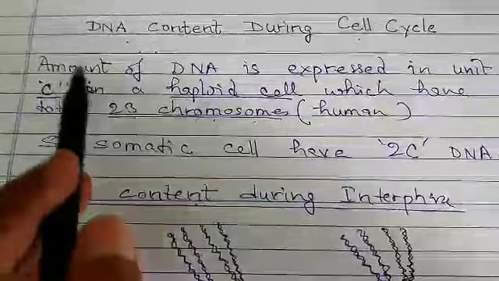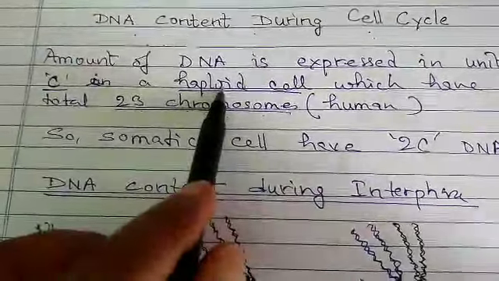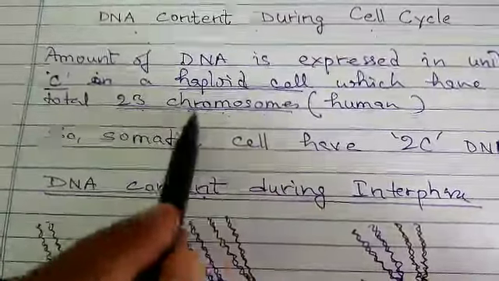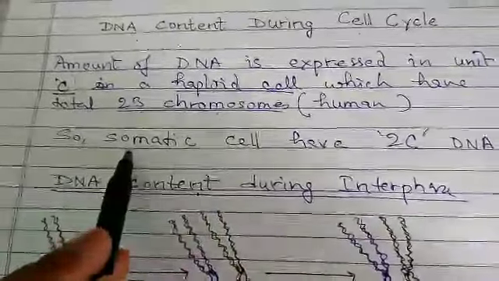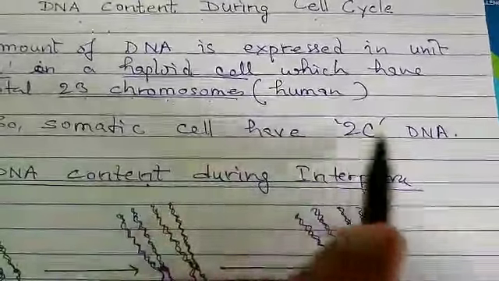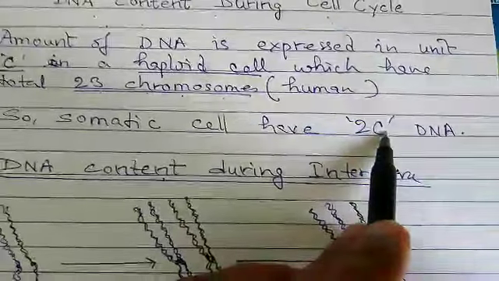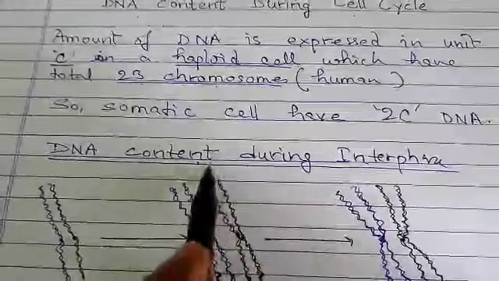division. The amount of DNA in the cell is expressed in the form of C in a haploid cell, since a haploid cell has 23 chromosomes, either from the father or from the mother. So therefore, the somatic cells have 2C because 23 pairs of chromosomes are there. And thus, C is a unit of DNA. So first of all, we have to know what the DNA content is during the cell cycle, starting with interphase.